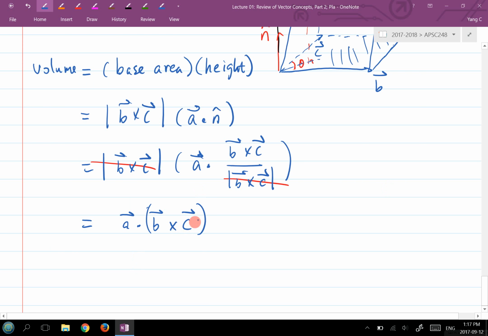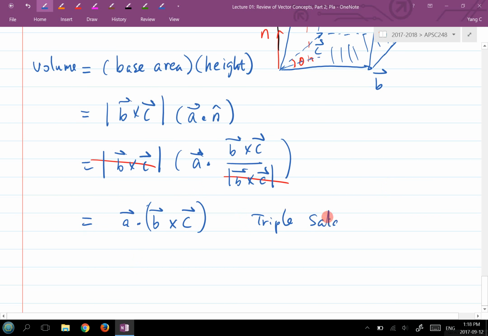Technically speaking, you need an absolute value sign in front of this whole expression because volume is also a positive number, right? Okay, so this one here is also called a triple scalar product.